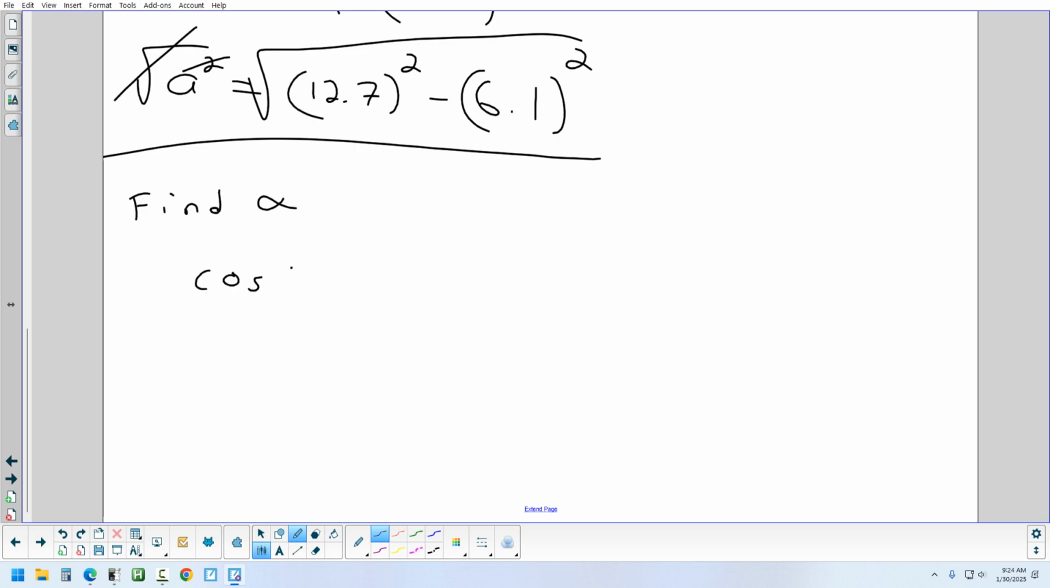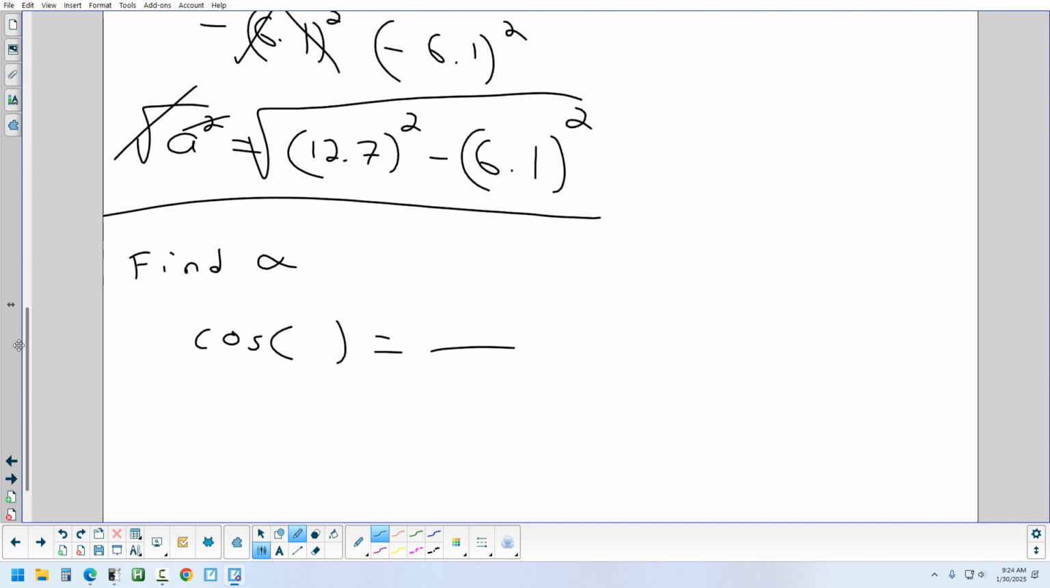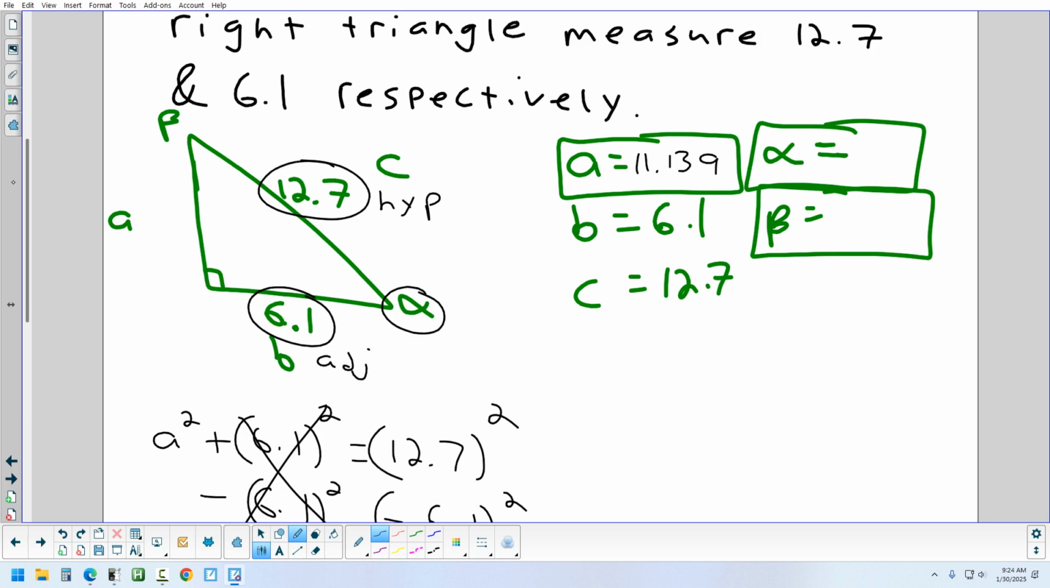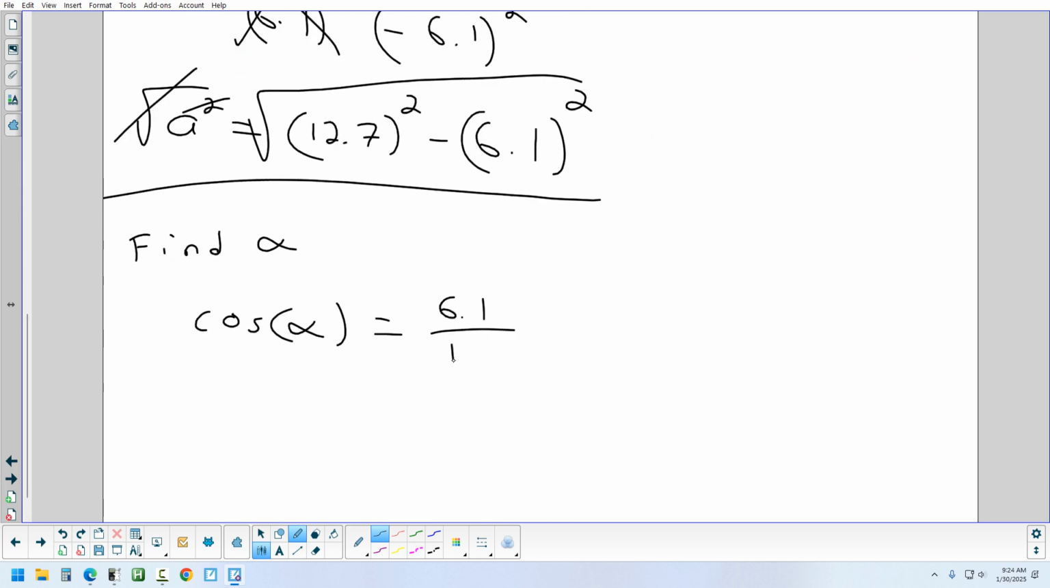So cosine of, always fill in your angle. The angle this time is alpha, equals adjacent over hypotenuse, 6.1 over 12.7. What is different about that equation than the last 2 or 3 trig equations we set up?